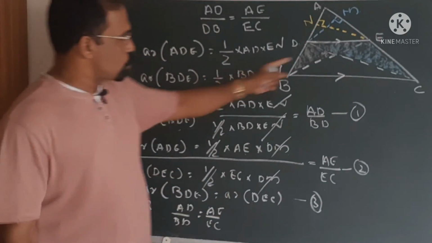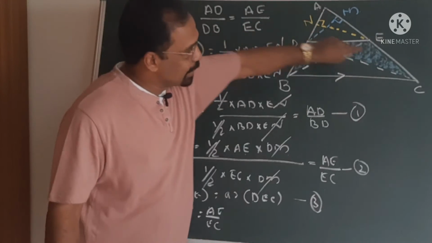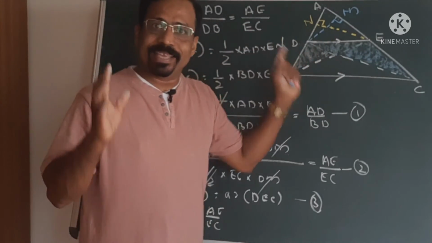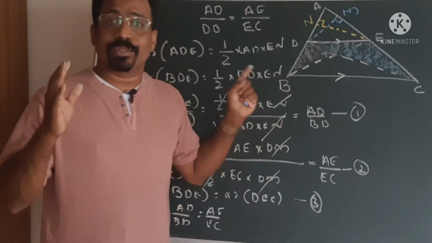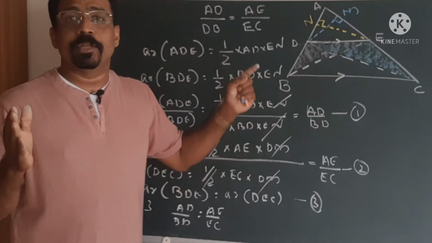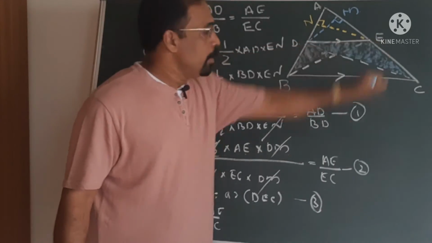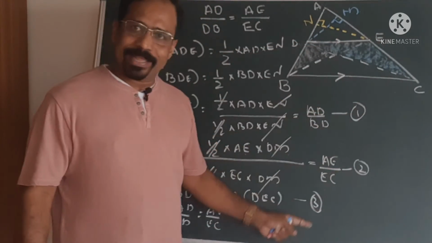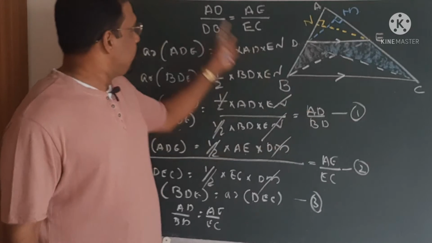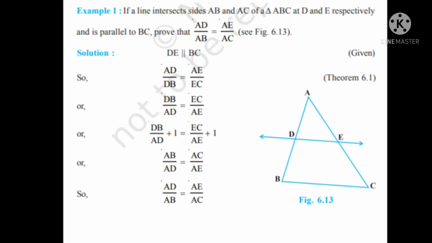So from these two, that is this triangle and this triangle, are having the same area because they are lying on the same side of a line and between two parallel lines. Therefore this area is equal to this area. Now from 1, 2 and 3 we can say that AD by BD is equal to AE by EC.